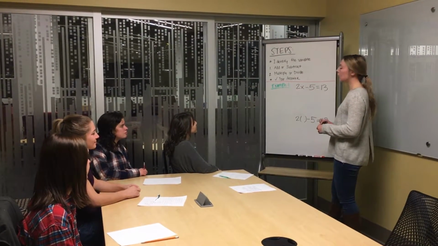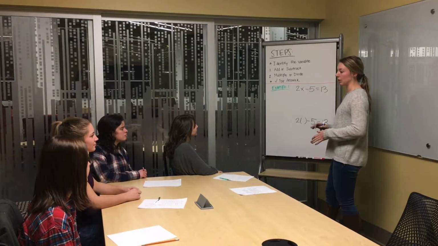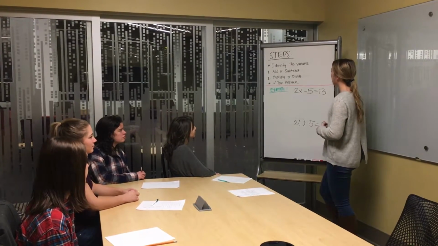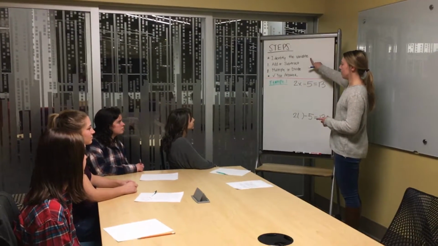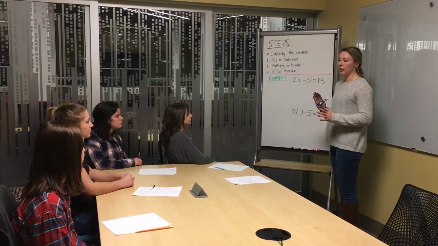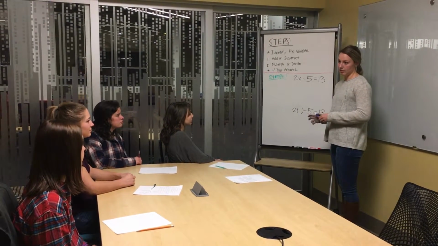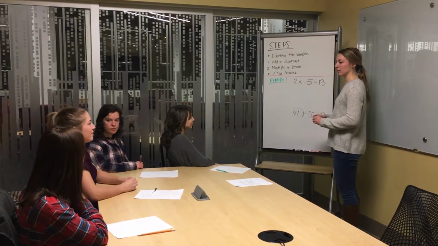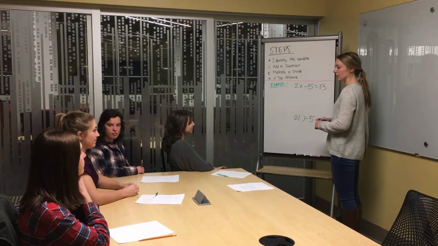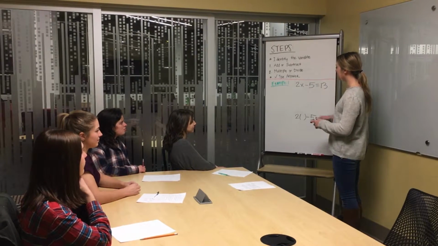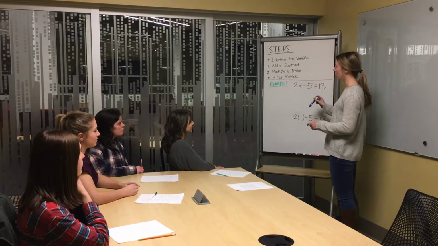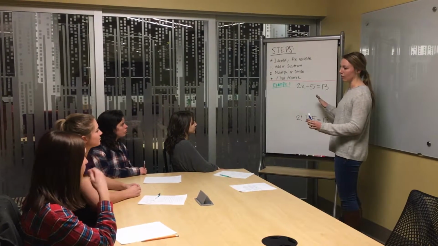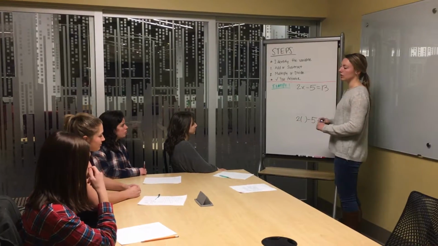All right, so today we're going to be going over two-step equations. Last week we went over one-step equations, and this is going to be really similar. The first thing we're going to do is identify the variable. Does anyone remember from last week what the variable is? Yes. It's the number that we don't know, and it's a letter. Right. So in this case, it's going to be x, and it's going to be what we're solving for. So you want to get the x all by itself on one side of the equal sign.